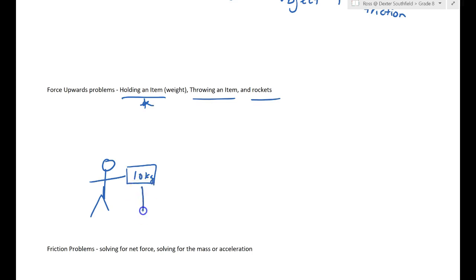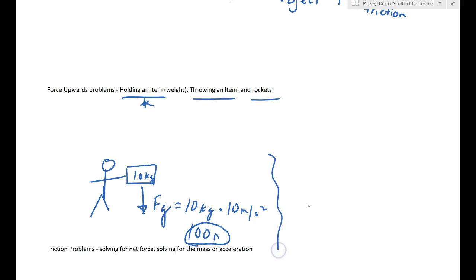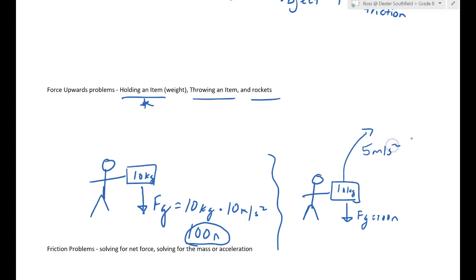The force that we are fighting is the downward force of gravity. The force of gravity will be the 10 kilograms times the 10 meters per second squared. So we know that it takes 100 newtons just to hold that object there. If we're then going to take that same 10 kilogram object and not just fight the force of gravity, but we also want to toss it up in the air at 5 meters per second squared.